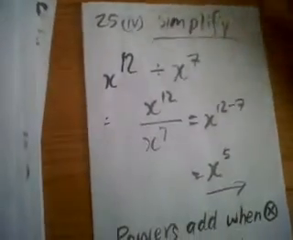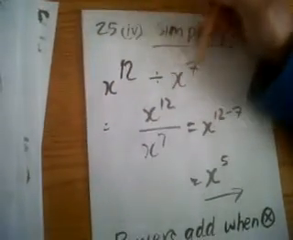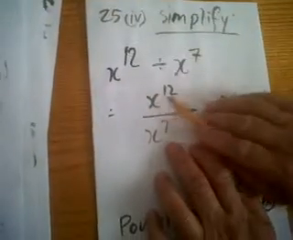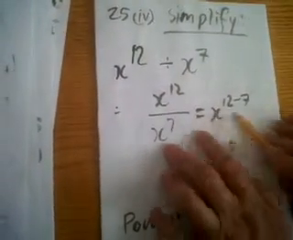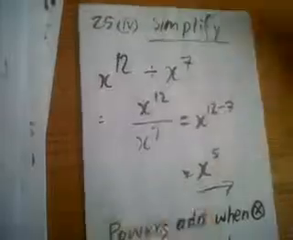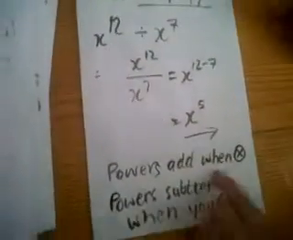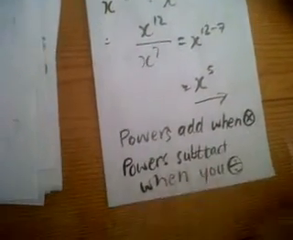Simplify. X to the power 12 divided by x to the power 7. You can put it as x to the power 12 over x to the power 7. Subtract 7 from 12. Answer is 5. Very simple. Powers add when you multiply, powers subtract when you divide.